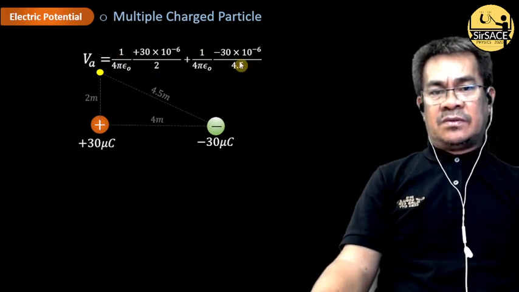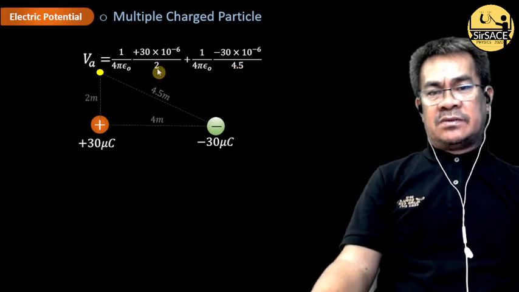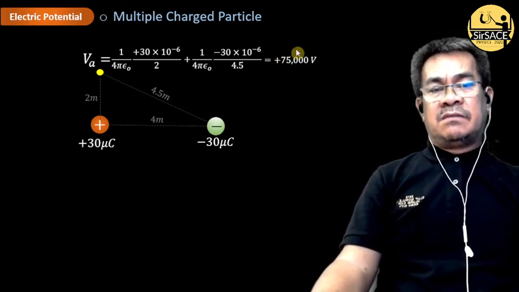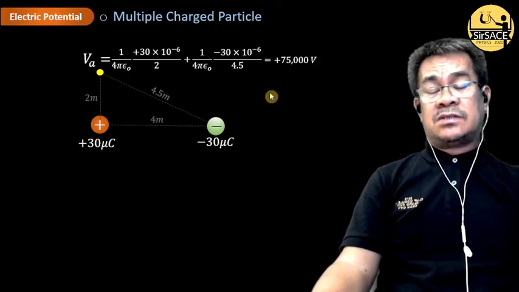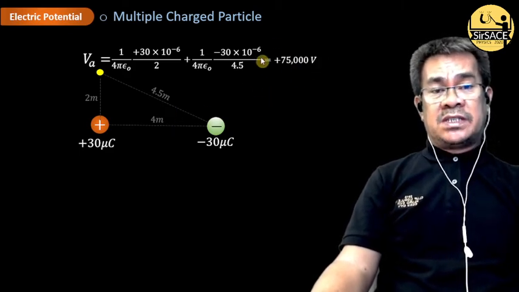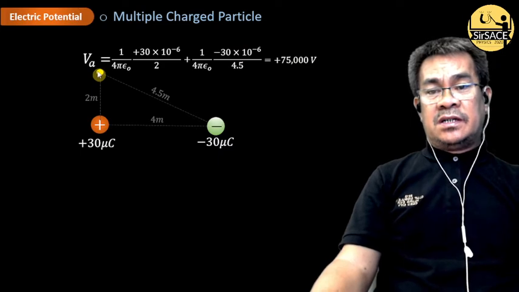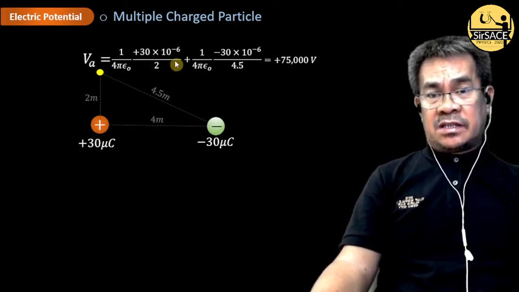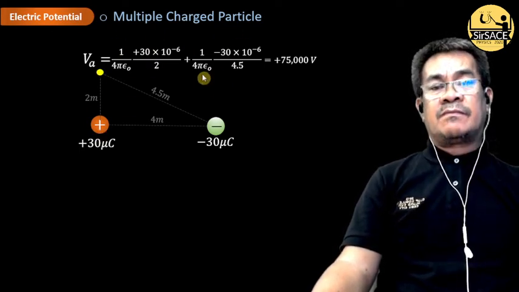When you look at the two, this is 4.5 and this is 2. So meaning, this term is less compared to this one. So the result should be positive. Okay? So the answer is positive 75,000 volts. So what's the meaning of that? Why is it positive? Because this point is closer to the positive charge. So if it's closer, this term is greater compared to this term.